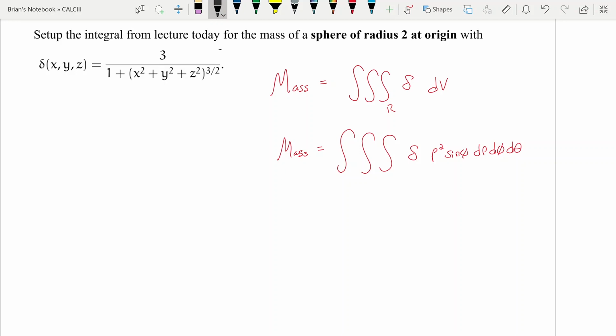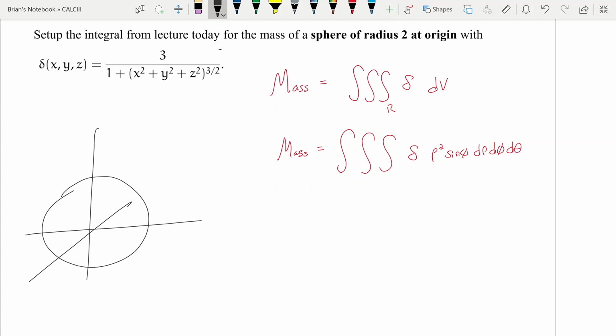All right, that was about 2 minutes. Okay, so there's a lot of things you could do first with this problem, right? The first thing we probably would do is draw a picture. And looking at what it was, it's a sphere of radius 2 at the origin, so it's just a big old sphere. Okay, radius 2. And they give us this density function.